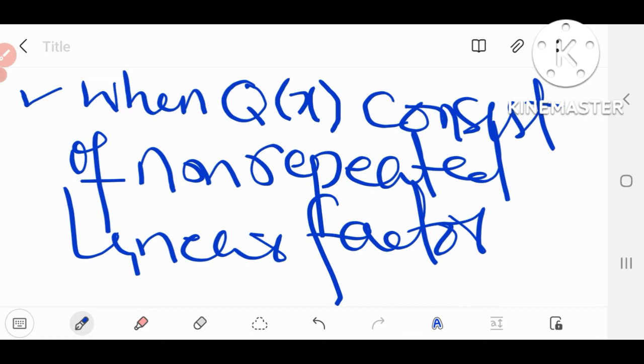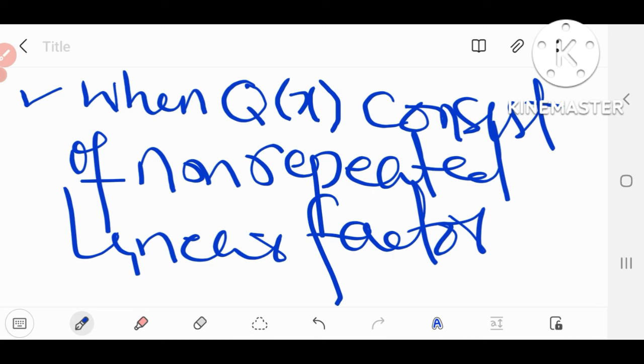The same applies in algebraic fractions as well. If the degree of the polynomial in the numerator is less than the degree of the polynomial in the denominator, that is called a proper algebraic fraction. But if the degree of the polynomial in the numerator is higher than that of the denominator, or both are equal, that is called an improper fraction.